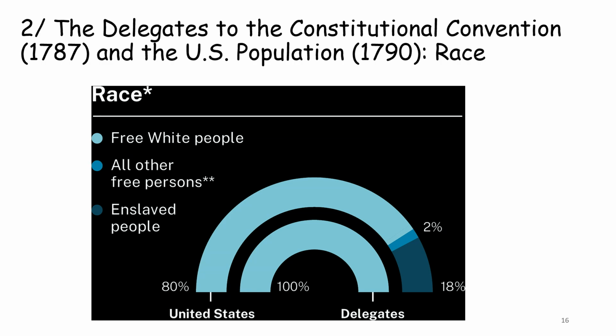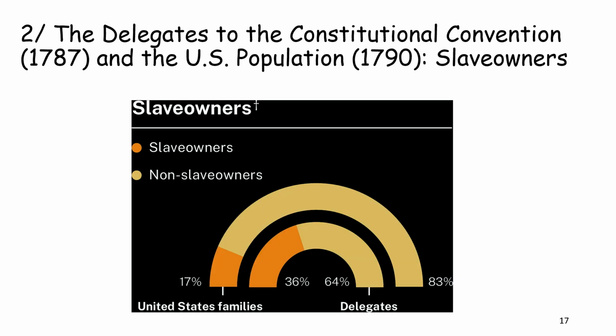I mean, you have to keep in mind, we'll talk about this again in a second, right? So by race, there was no other representation. There were no Native Americans. There were no blacks. In terms of slave owners, 83% of the population were non-slave owners, and only about 17% owned slaves.